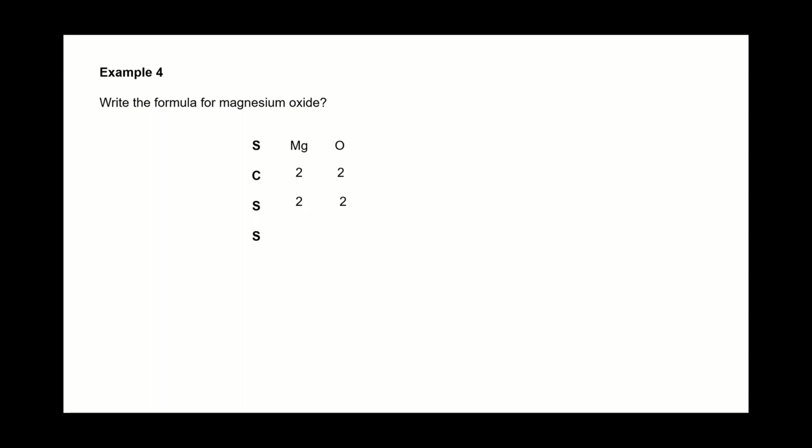and the final S stands for simplify. Now in this case, because we have a 2 in both columns, they have a common factor, and so we can divide them both by 2. So we get 1 and 1. That's what we mean by simplify. And the final answer, MgO.